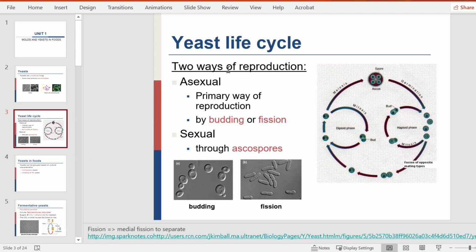So then our life cycles, we have two different ways of reproduction, asexual and sexual. For asexual, there are two different ways. There's budding and fission. So budding is where you have the larger parent cell and then a smaller daughter cell is budding off of that. Whereas with fission, you have a parent cell and then that splits into two equal daughter cells, okay? And then we have sexual, which is going to be through ascospores, okay? Right here we can see the life cycle. So I'm not going to ask you to memorize this or anything. Just know that the sexual reproduction is ascospores. These are asexual, okay?